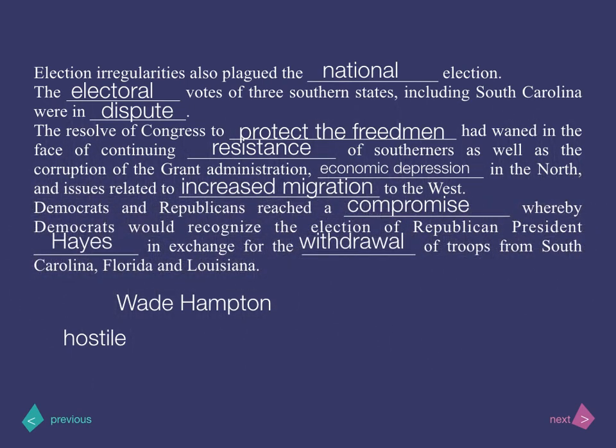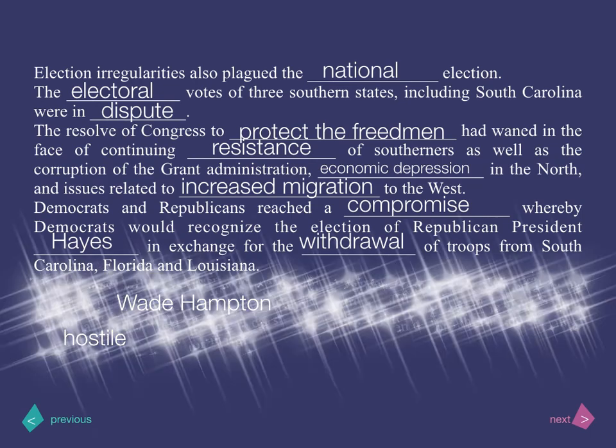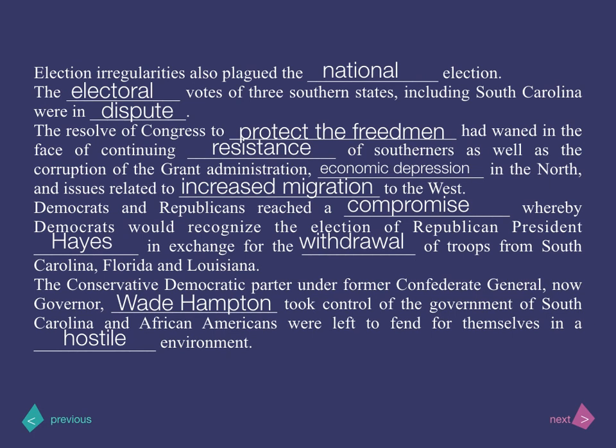Democrats and Republicans reached a compromise whereby Democrats would recognize the election of Republican President Hayes in exchange for the withdrawal of troops from South Carolina, Florida, and Louisiana. The conservative Democratic party under former Confederate General, now Governor Wade Hampton, took control of the government of South Carolina, and African Americans were left to fend for themselves in a hostile environment.